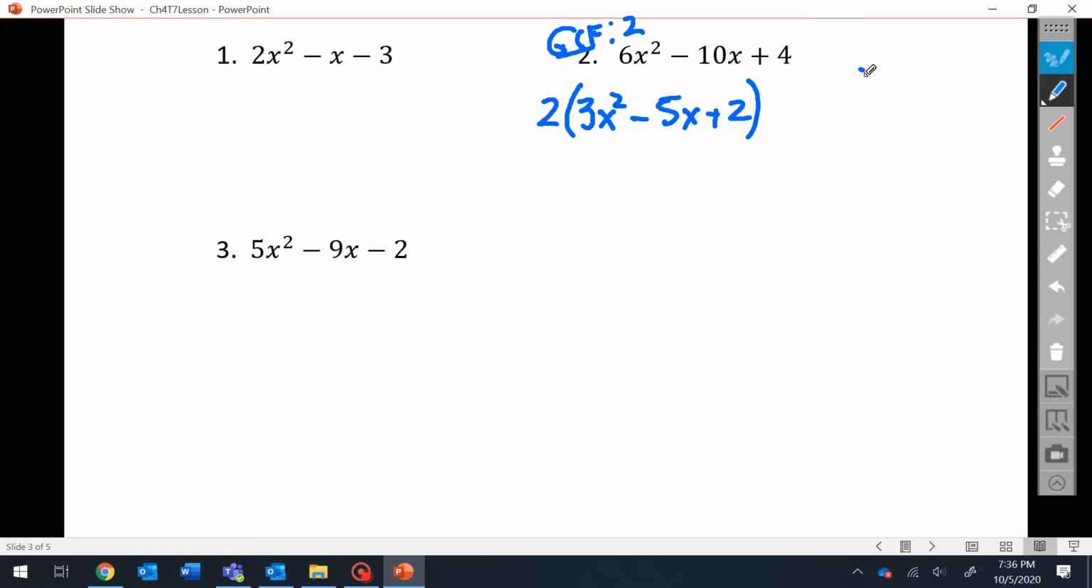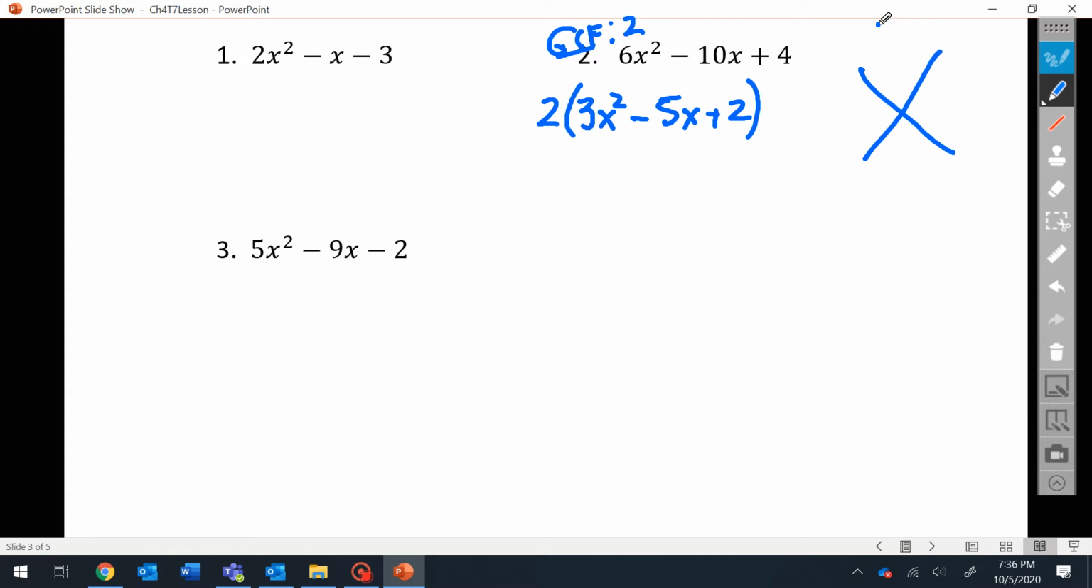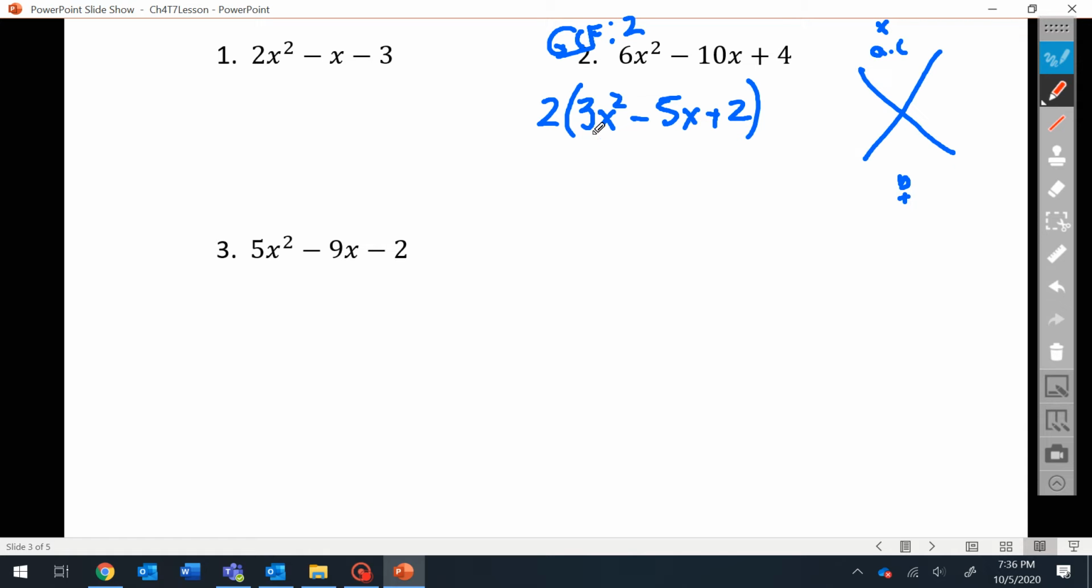Alright, now I'm going to use that cross I was using, where the numbers multiply to give me a times c. They're going to add to give me b. A times c, we're looking at this trinomial here, 3 times 2, so it's positive 6. B is negative 5. So I'm looking for two numbers that multiply to give me positive 6 and add to give me negative 5.